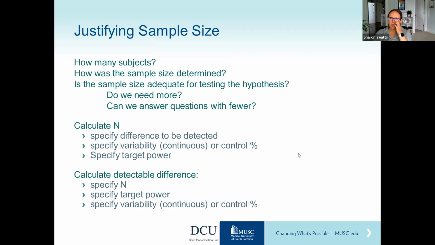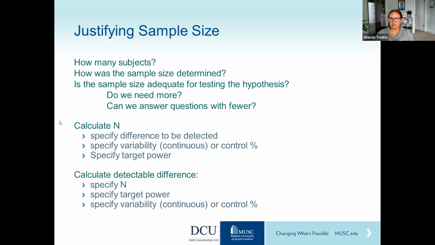After you've done all of this work, you need to carefully consider how to justify the sample size. So you need to specifically state how many subjects, how did you come up with that number, and is it adequate for testing the hypothesis? So if you need more, why aren't you asking for more? And if you could answer the question with fewer, why are you not asking for fewer?